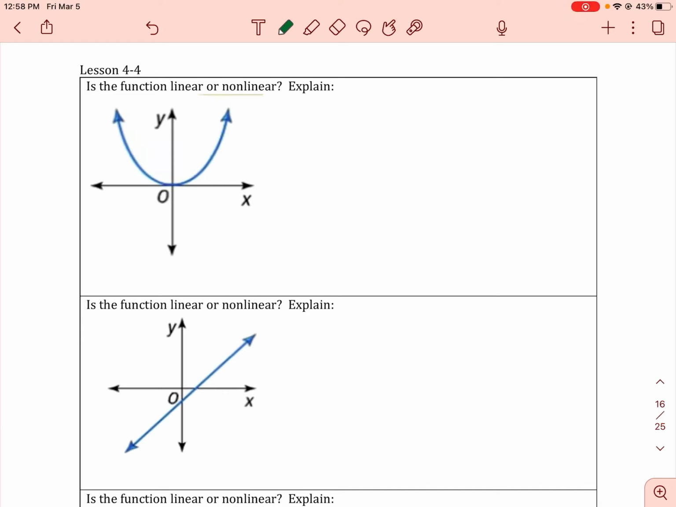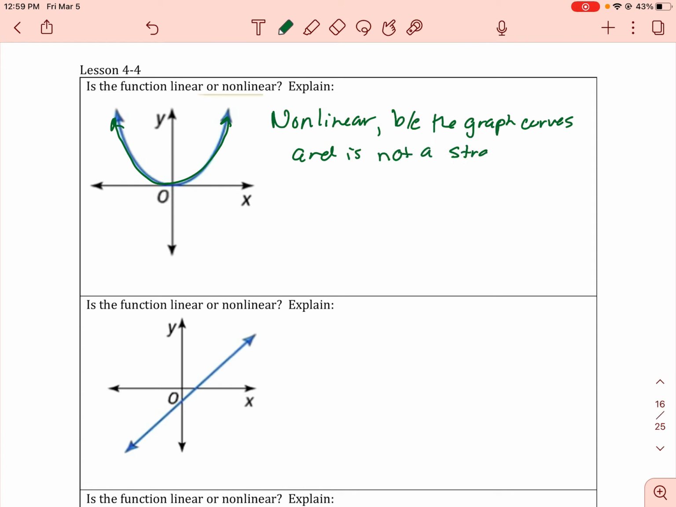So here we want to decide if functions are linear or nonlinear. And looking at this graph, seeing how it curves, because it curves like that, this is nonlinear because the graph curves and is not a straight line.